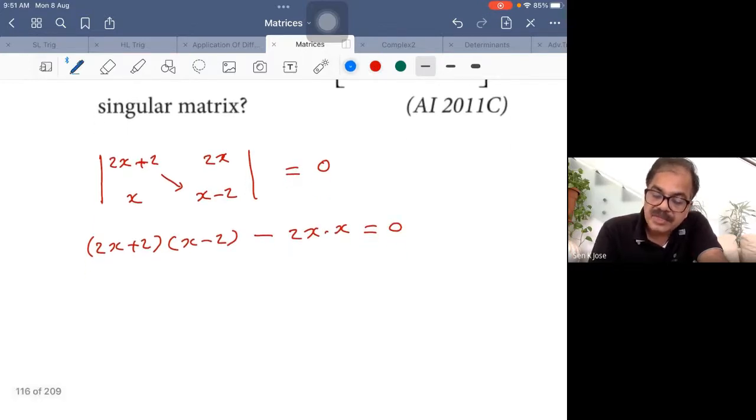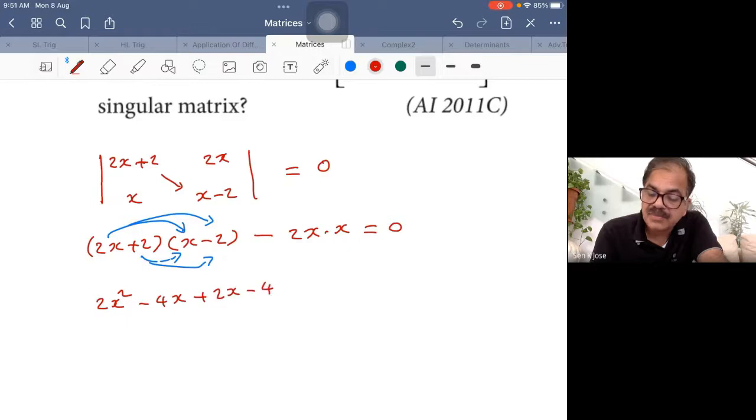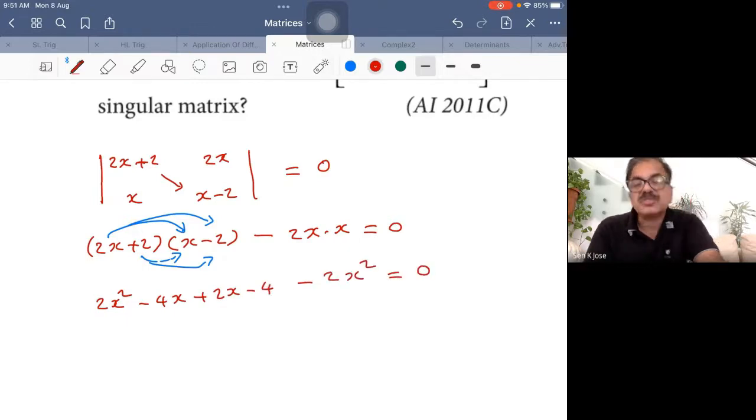Open the bracket. With 2x I multiply both. Then with plus 2 I multiply both. So that's going to give me 2x squared minus 4x plus 2x minus 4 minus 2x squared is equal to 0.